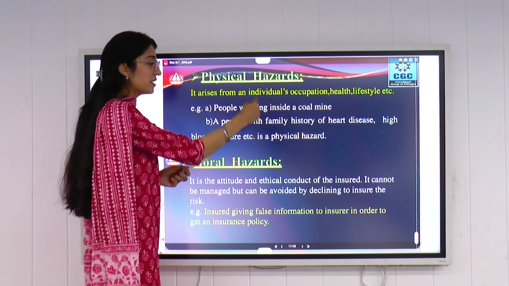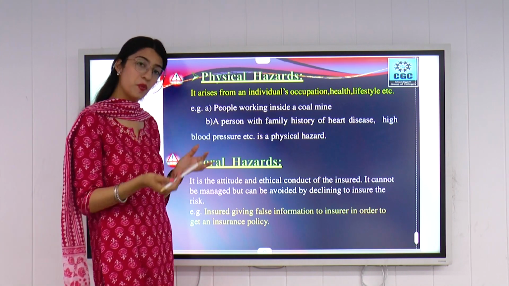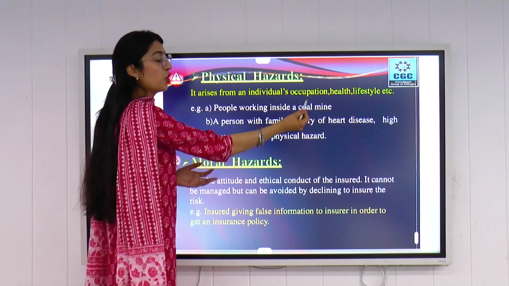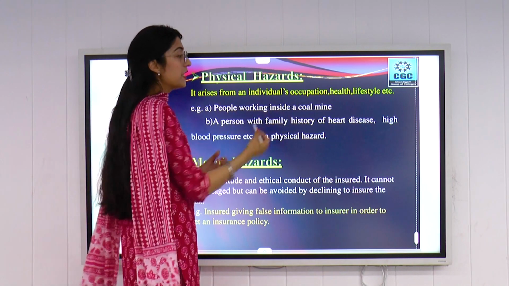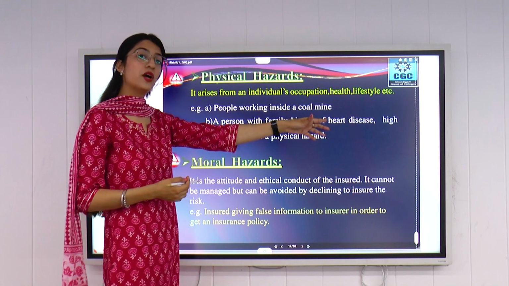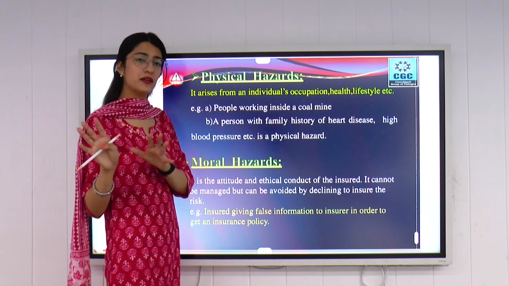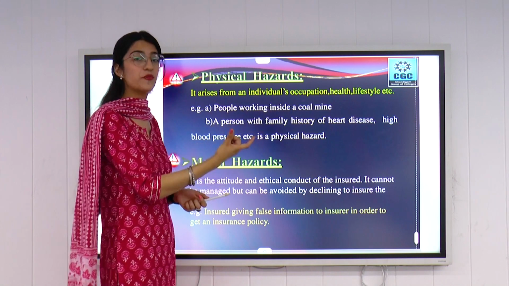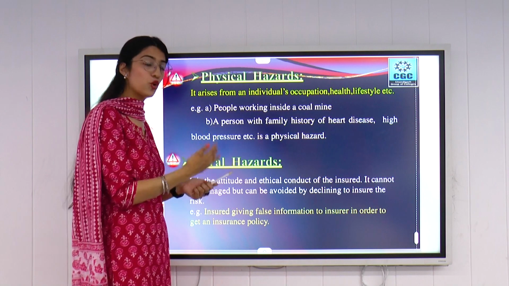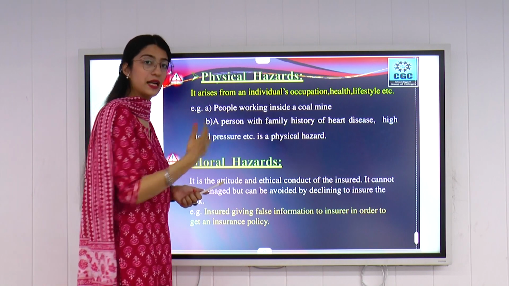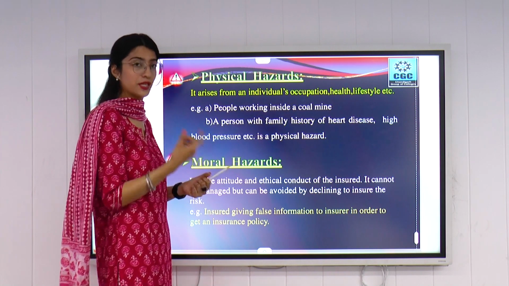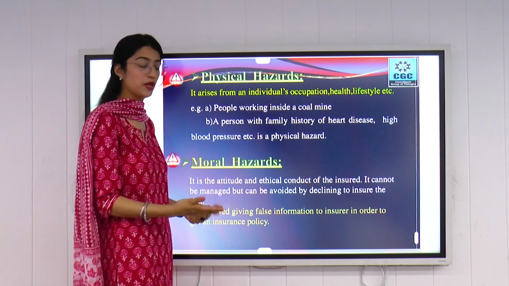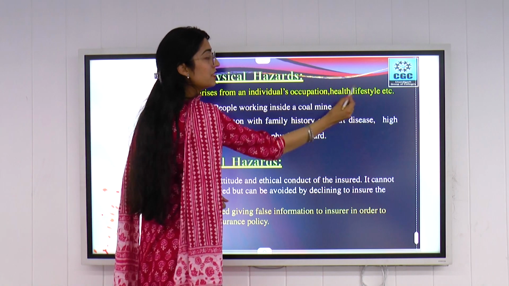Now why are we considering this? Whenever the premium amount is decided by the company, they consider all the factors, like the individual's occupation, what type of work they are doing. If the person is working in a coal mine versus working in any other professional work, like an IT job, in both cases the amount of premium will differ. In a coal mine, because there is more risk that death or injury can happen, the premium amount will be high. And if the person is in IT, the impact is not as much. So occupation, health, lifestyle can all matter.